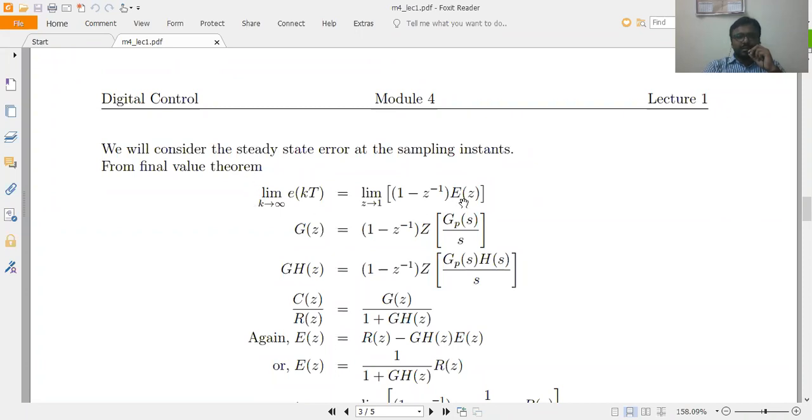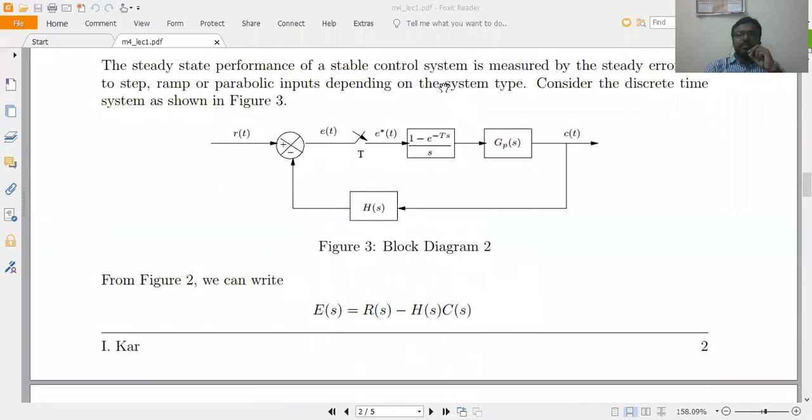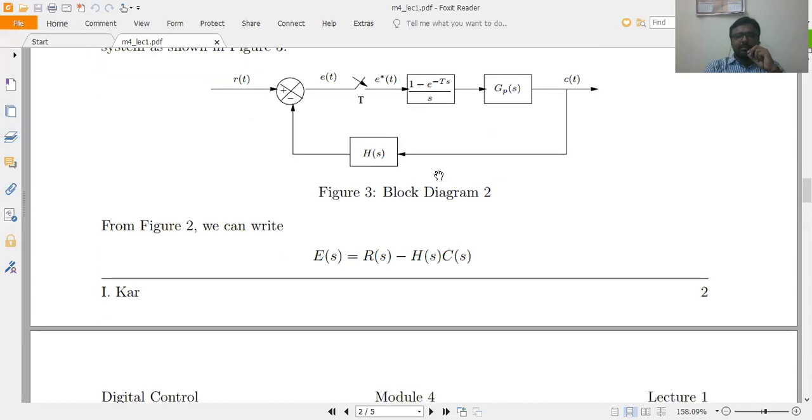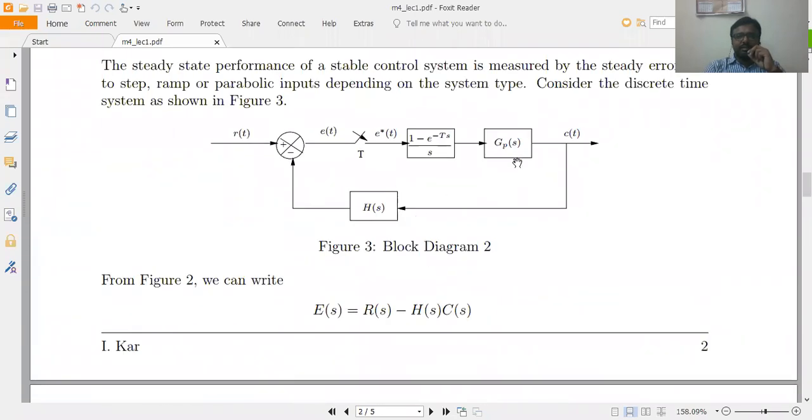Okay, so this is the initial value theorem with respect to the error signal. In order to determine the overall transfer function of this particular block with respect to the zero order hold circuit, the overall transfer function can be expressed as G of z is equal to 1 minus z inverse into z transform of Gp of s divided by s. That means this particular (1 minus e power minus Ts) divided by s.